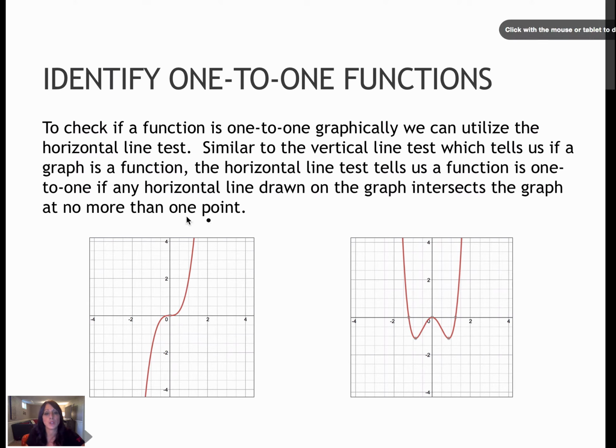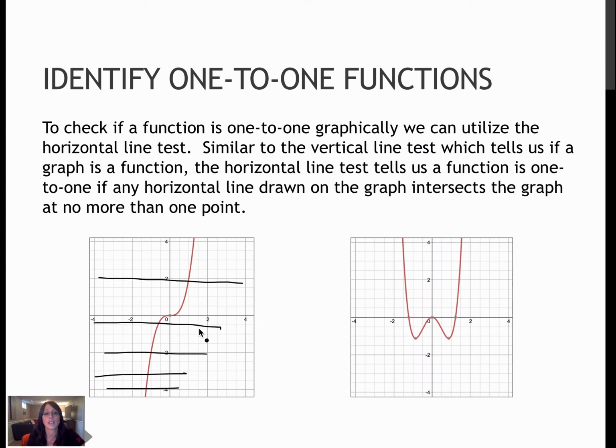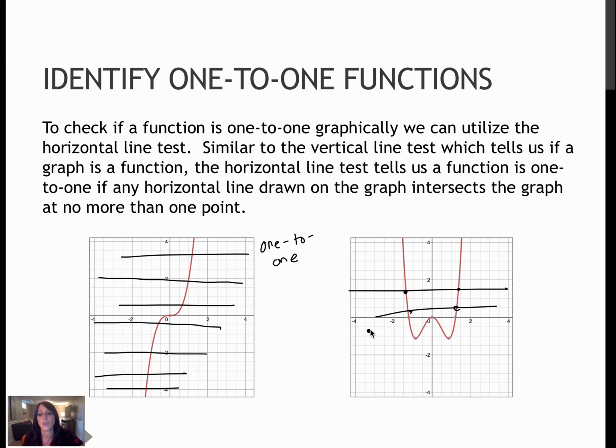So if I were to draw any kind of horizontal lines, and I only hit one point every time I draw a line, that means it is one-to-one. Each y has only one x. So this is one-to-one. This function, however, as you can see, if I draw that horizontal line, I now have 2 points. And I have 2 points. And here I have 1, 2, 3, 4 points. So this is clearly not one-to-one. So one way to do it is the horizontal line test. You can use a mapping, or you can just analyze the points in the relation.